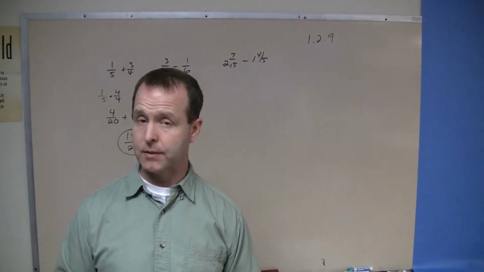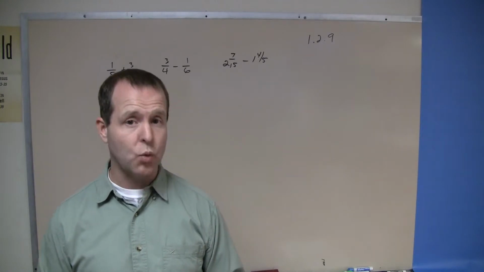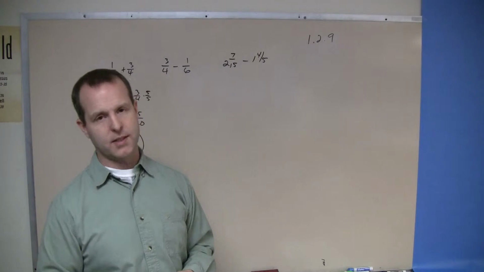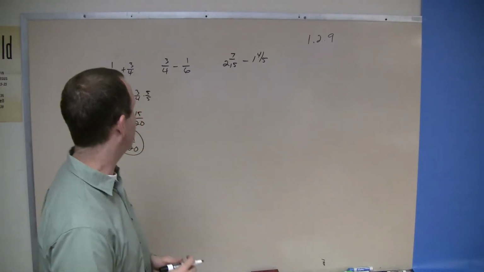In the second problem, I again want to look for a common denominator that both 4 and 6 go into. Well, 24 is one, and that can be a good choice, but you always want to look for the lowest common denominator, and in this case, 12.